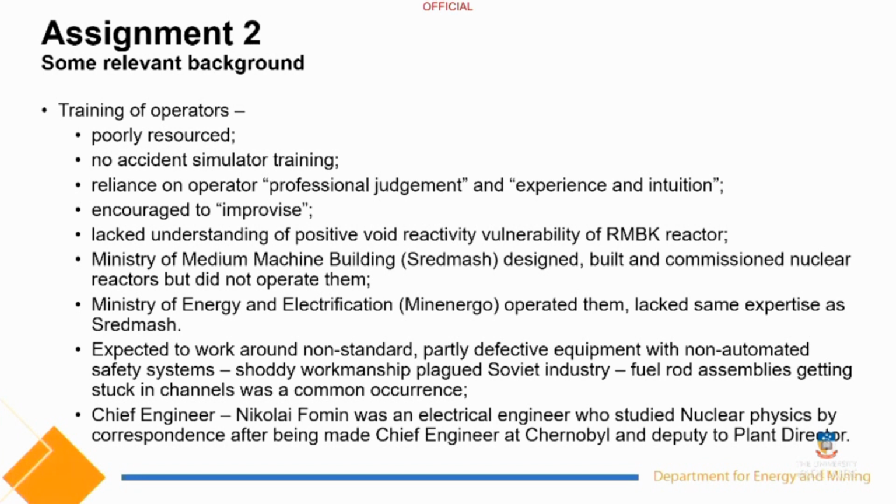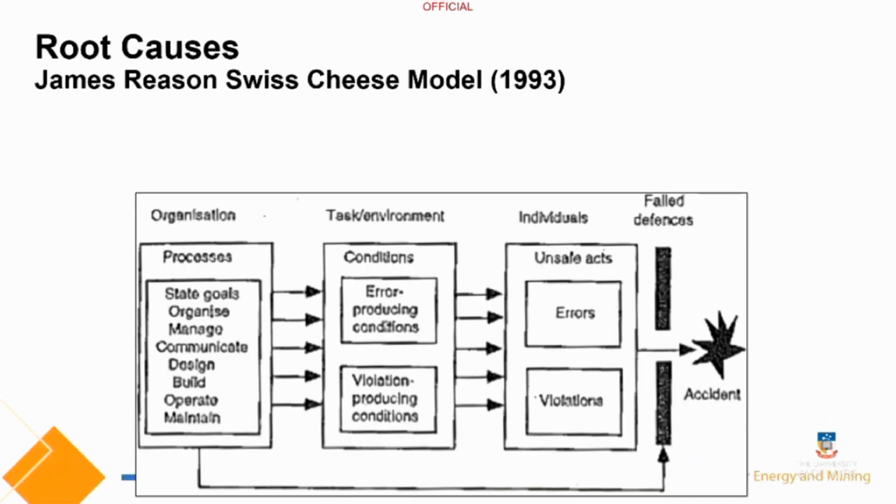Nikolai Fomin was an electrical engineer who studied nuclear physics by correspondence after being made chief engineer at Chernobyl and deputy to the plant director, because he was a member of the Central Committee.